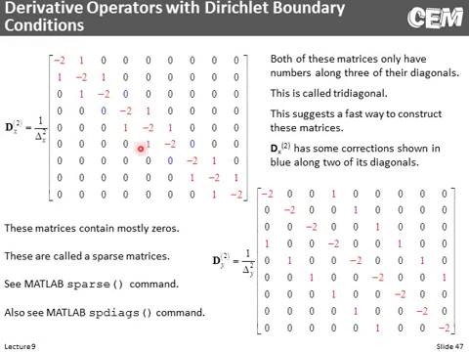The x derivative is a little bit more involved. The numbers are always going to go down the center diagonals, so we still have -2's down the center. But notice the upper and lower diagonals. They're almost all 1's, except every once in a while we have 0's put in there.